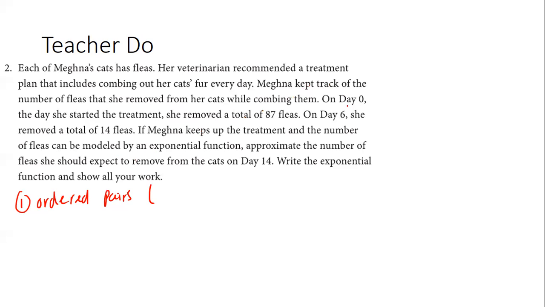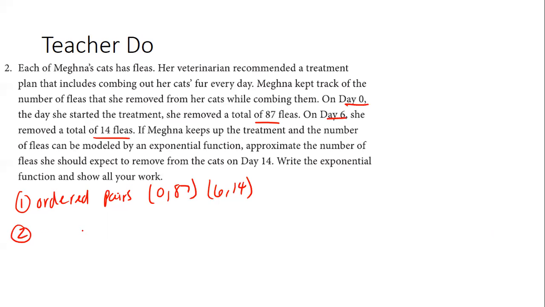All right. So our first ordered pair is from day zero. Day zero, she collected how many fleas? 87 fleas. Our next ordered pair comes from day six. Day six, she collected 14 fleas. Remember, time is our independent variable. That is why our X values are zero and six.